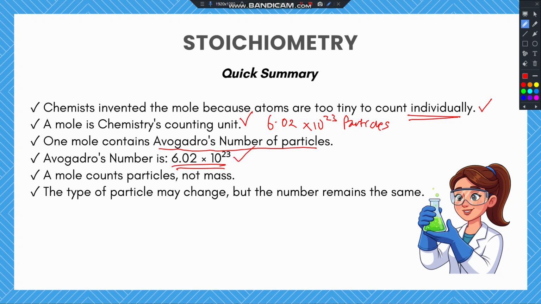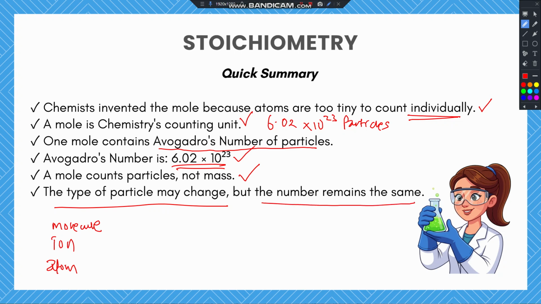And then a mole counts particles, not mass. The type of particle may change. It may become a molecule, it may become an ion, it may be an atom, but in as much as the counting unit remains the same, the number also remains the same.